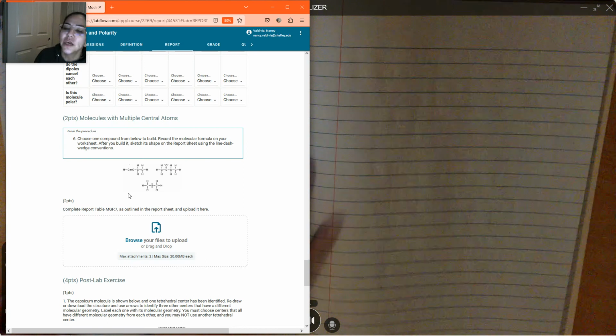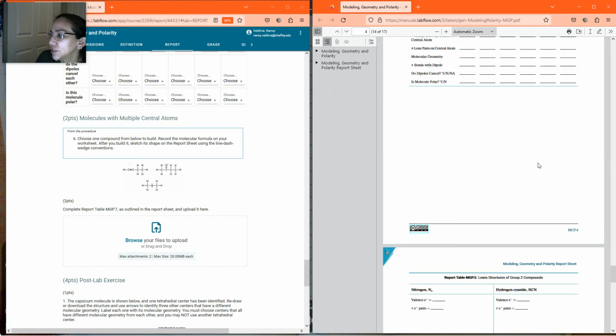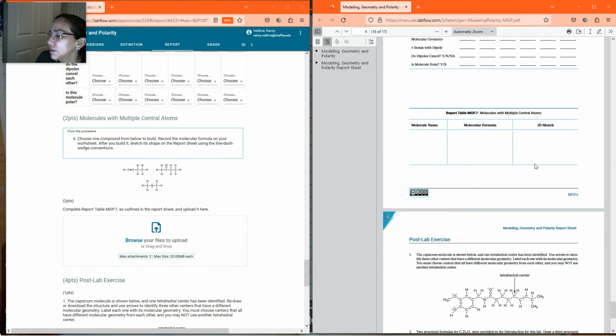Let's see what it says. Choose one compound from below to build. Record the molecular formula on your worksheet. After you build it, sketch its shape on the report sheet using the line dash wedge. Okay, so let's look at this worksheet. It wants us to do this part right here.